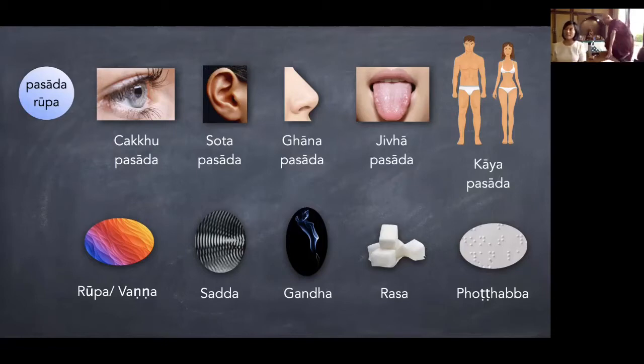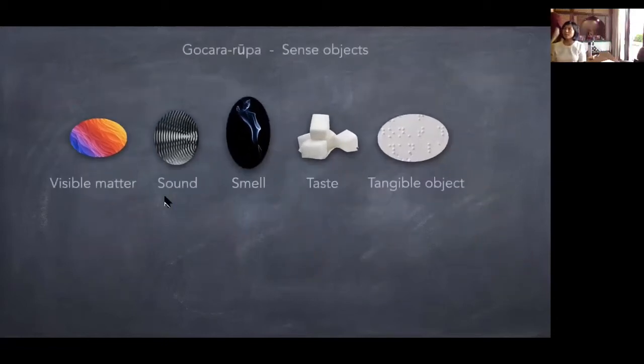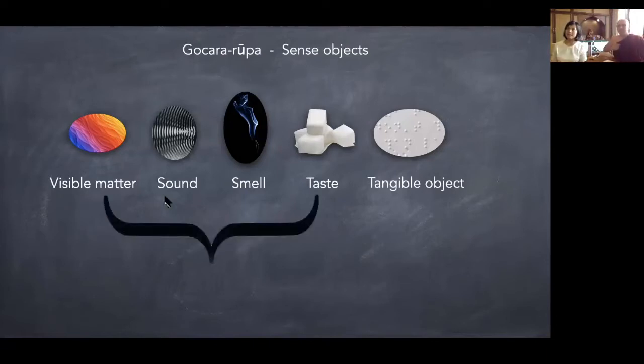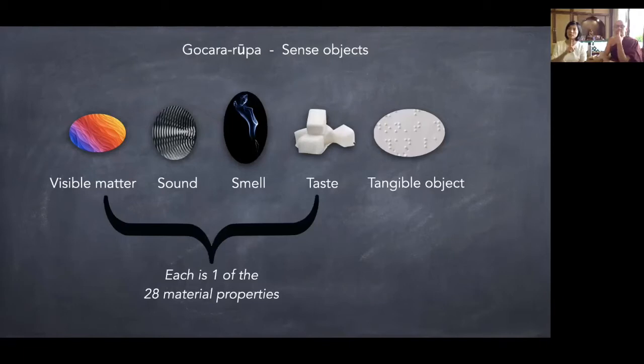Yes. Okay. So now here another point that we have to remember is that in the second group, the sense object group, visible matter, sound, smell, and taste, Rupa, Sadda, Ganda, and Rasa, they themselves, each of them is one of the 28 material properties.